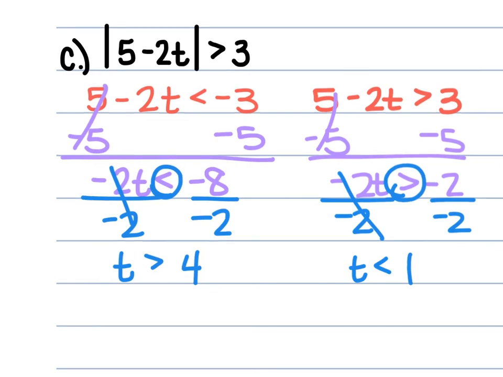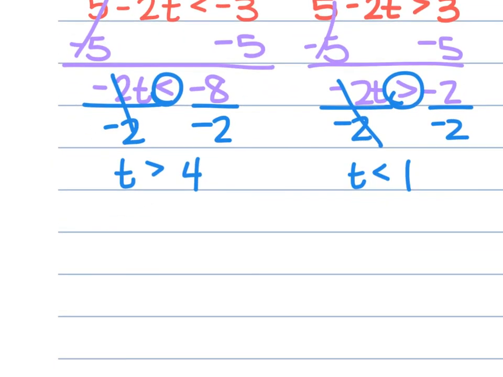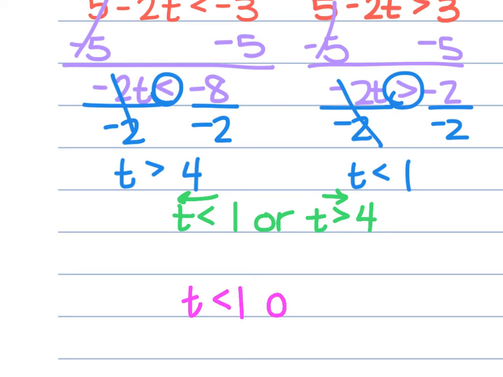You want to rearrange these to where the inequality that includes a smaller number comes first. So t is less than 1, as well as t is greater than 4. Look at those signs. They point opposite directions, so this is an or statement. So your answer for this one would be t is less than 1 or t is greater than 4.